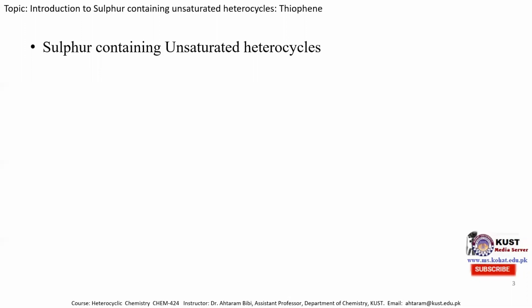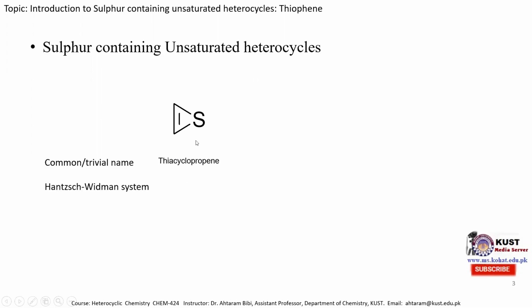Sulfur-containing unsaturated heterocycle. The simplest sulfur-containing unsaturated heterocycle is mentioned over here. As one can see, this is a 3-membered sulfur-containing unsaturated heterocycle. Its common name is thiacyclopropene. The word thia is used for sulfur, while this is a cyclopropene molecule. And the IUPAC name is thiirene.